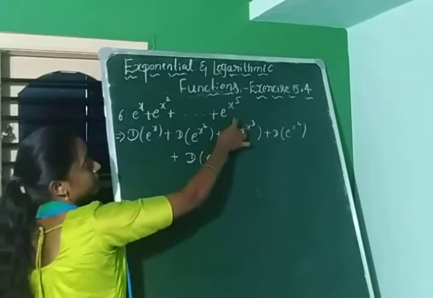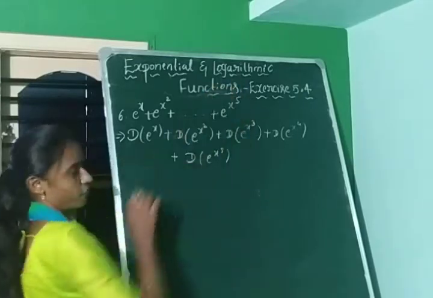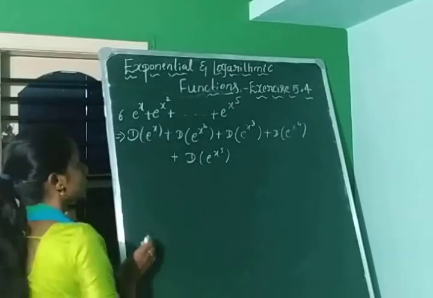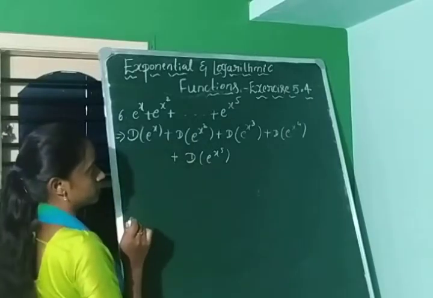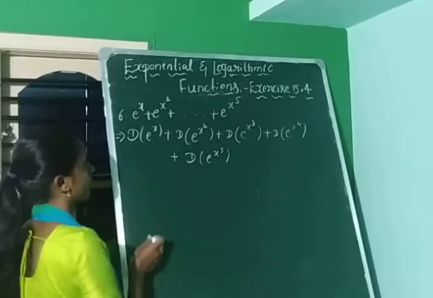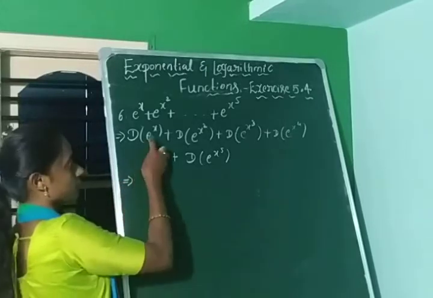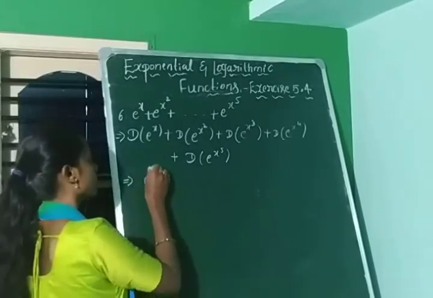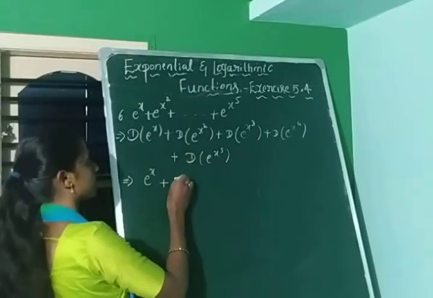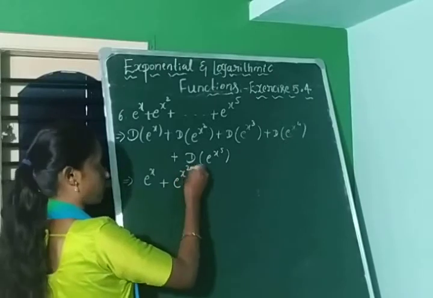So the sum of the terms is there. It goes till x power 5, with the power of x increasing. So total there are 6 terms. Is it right? Yeah, 5 terms. So derivative of e power x is e power x only. Derivative of e power x square is nothing but e power x square.